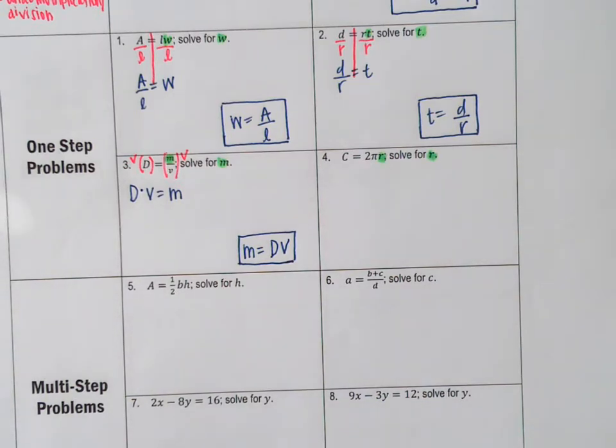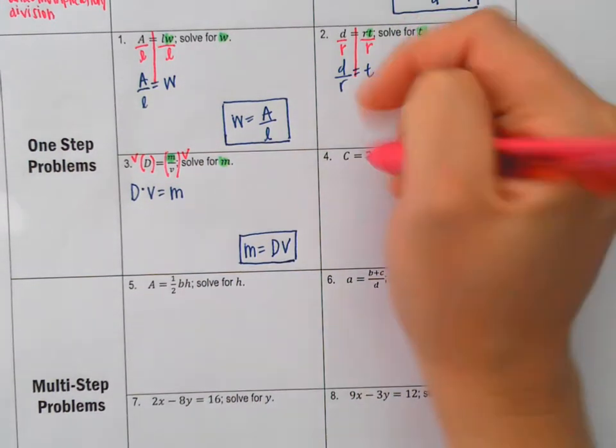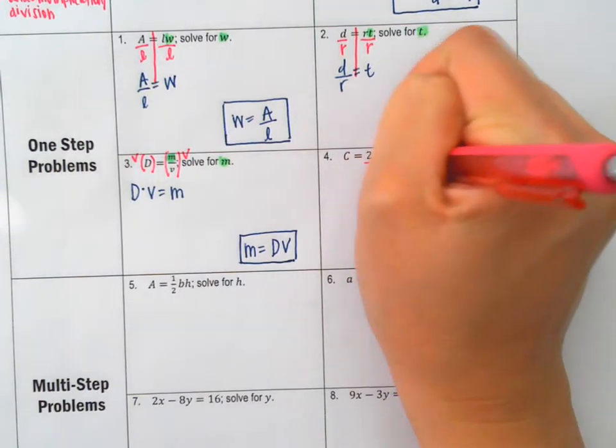First thing I do is identify my variable. I'm looking to solve for r. Now, there are 2 things here that are multiplying by r, 2 and pi. To undo multiplication, just like I did in 1 and 2, I divide. I can still do this in one step like I've been doing all the others. I can just divide both sides by 2 pi.